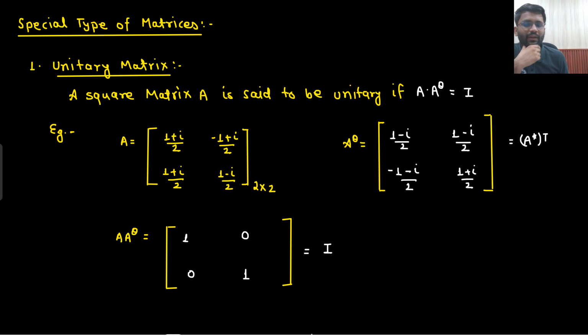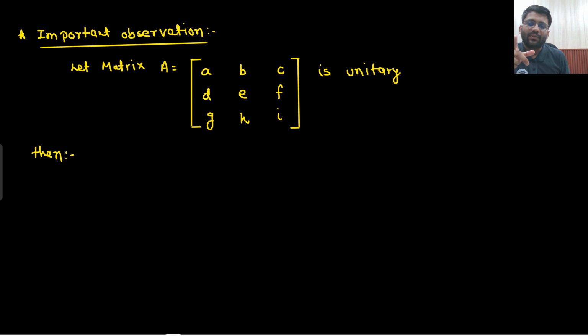Understandable? Okay. So matrix A is known as a unitary matrix. Okay, so let's do the important observation. Although we have already written the important observation for orthogonal matrix. So in orthogonal matrix, what was the condition?